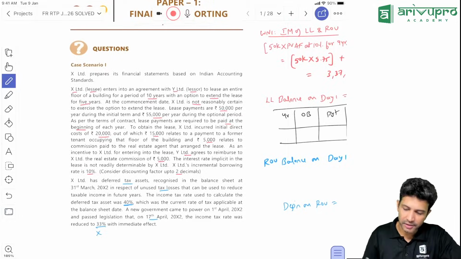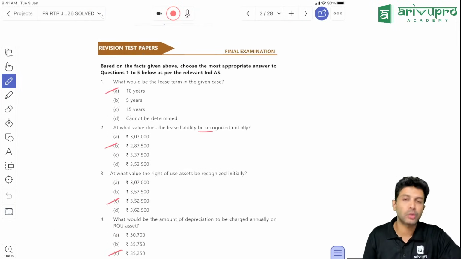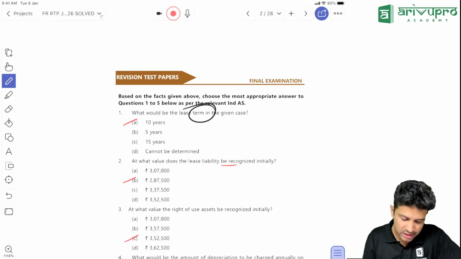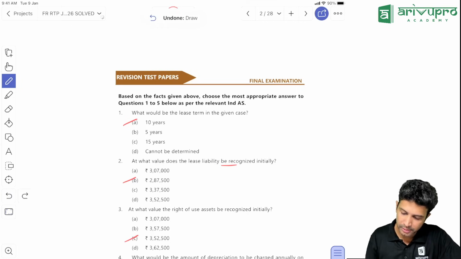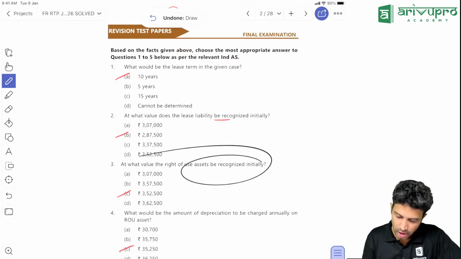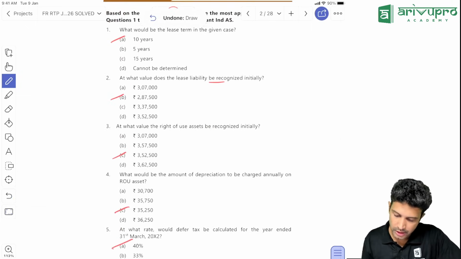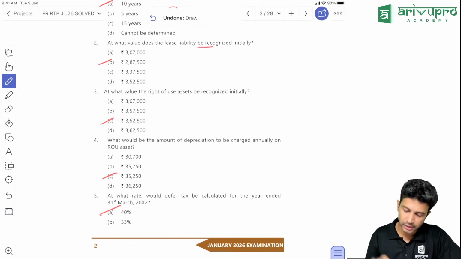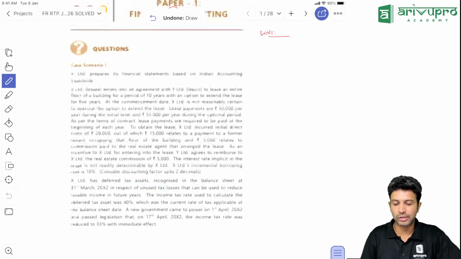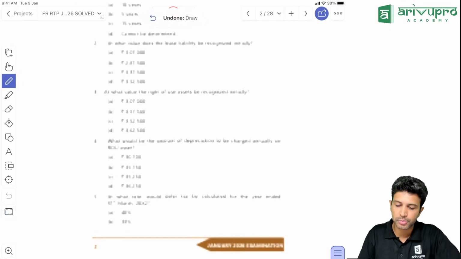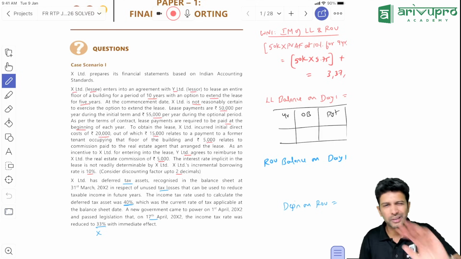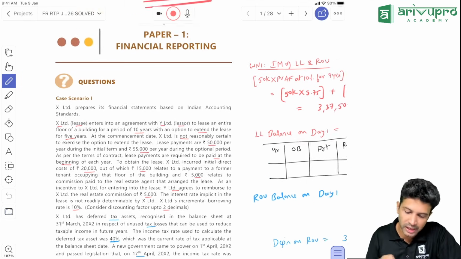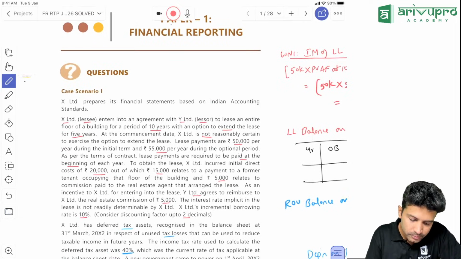Okay, they've given the case, so it's always worth reading the requirements first and then going back. They're asking about lease term, lease liability initially, the ROU value, and ROU should be depreciated, right? So they're asking about depreciation of that, and something about deferred tax. So that's the requirement of this particular case study. Basically, it's a lease and deferred tax case. With that in mind, let's read the case.